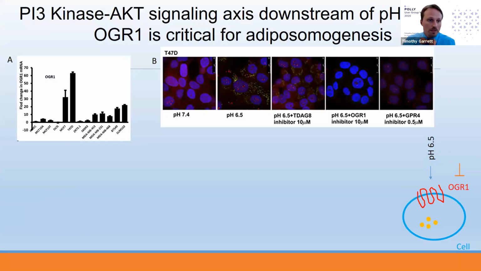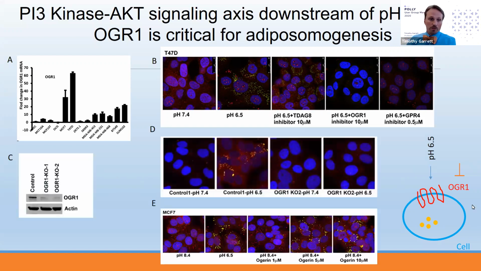We then targeted the specific protein by inhibiting it using a key inhibitor and comparing it to a separate acid sensor, TDAG8. You'll notice in the figure that when we inhibit OGR1, we see a clear reduction in the amount of lipid droplet formation that's produced. And when we inhibit TDAG8, we don't see that clear lipid droplet reduction.